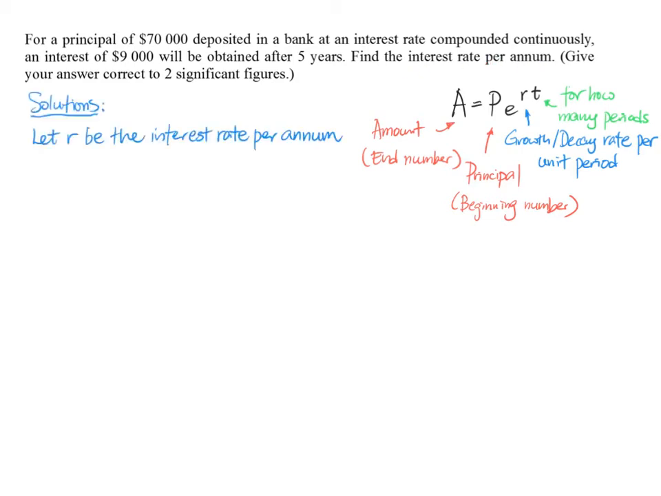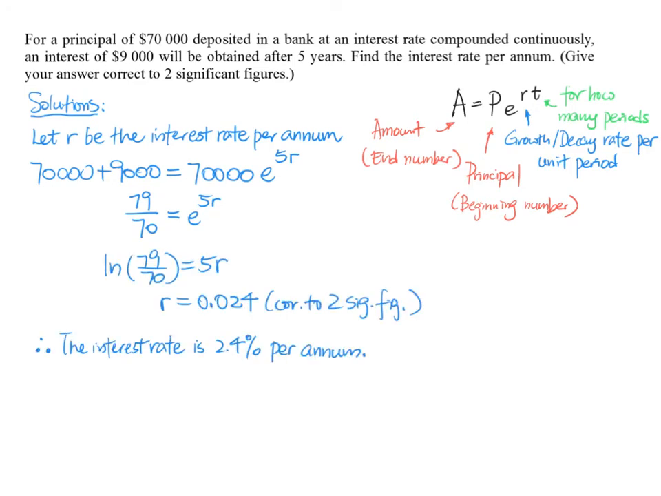So let R be the interest rate per annum, and we use this to help us find R. So the amount is the total interest plus the principal, and the principal is $70,000, interest is $9,000. Now T is the duration, 5 years, right? So we want to find R, so it becomes like that. And after simplification, we got this. Now in order to get rid of the e to find the 5R, we have to apply ln on both sides. And so our interest rate is 2.4% per annum.